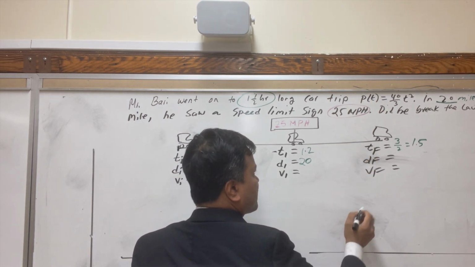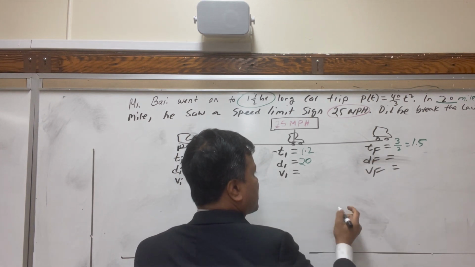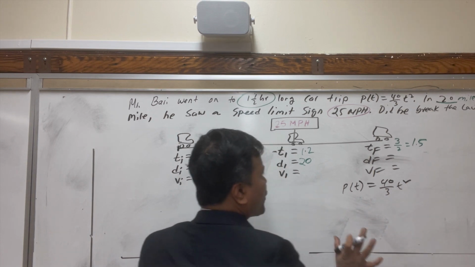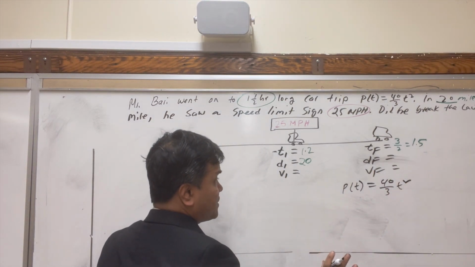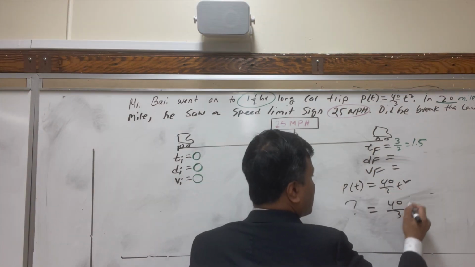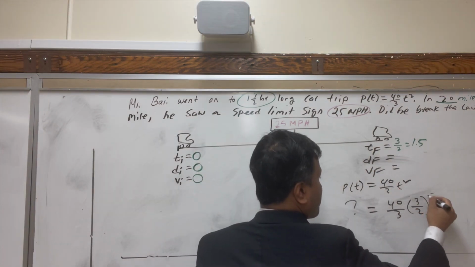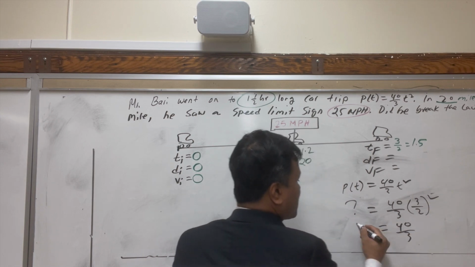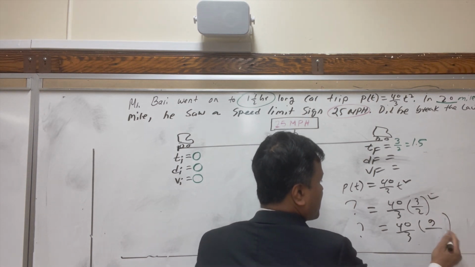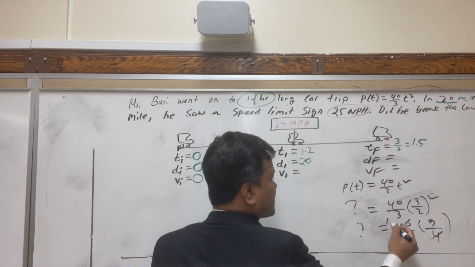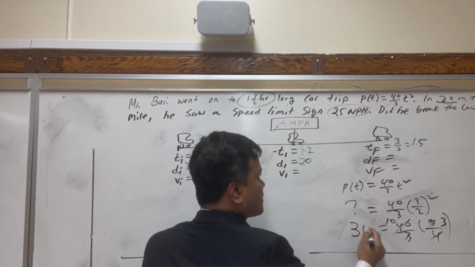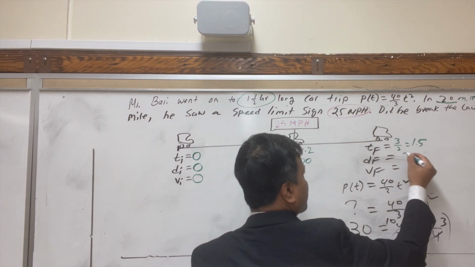All right, let's go over there. Let's find D final. So P of T is equal to 40/3 t squared. We want to know the position when time is 3/2, so 40/3 times 3/2 squared, which is 9/4. So 4 goes into 40 10 times, 3 goes into 9 3 times. So 3 times 10 is, of course, 30. So total trip is 30.